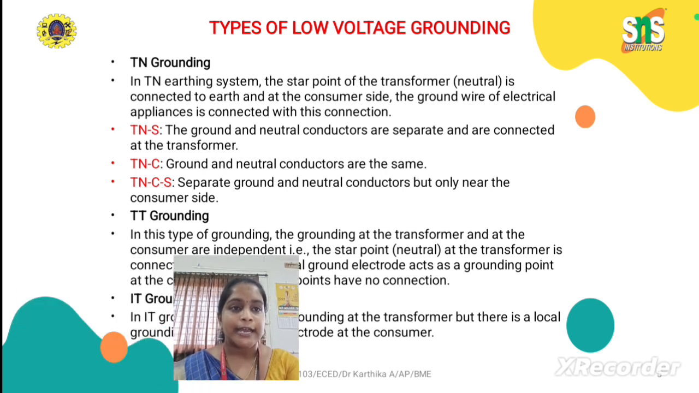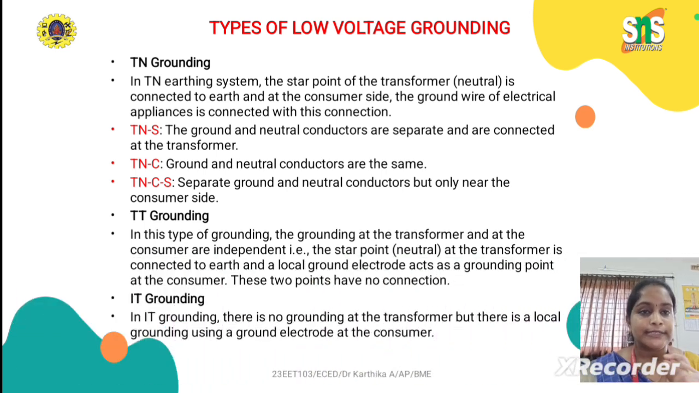Types of low voltage grounding. We have TN grounding. In this TN earthing system, the star point of the transformer, which is the neutral, is connected to earth, and at the consumer side the ground wire of electrical appliances is connected with this connection. Here we have two elements, S and C. In this we have three types: TN-S, TN-C, TN-C-S. TN-S means the ground and neutral conductors are separate and are connected at the transformer. TN-C, ground and neutral conductors are the same. TN-C-S, separate ground and neutral conductors but only near the consumer side.